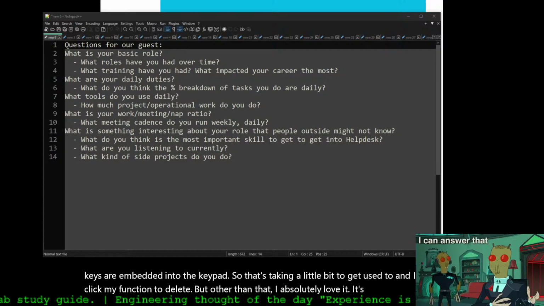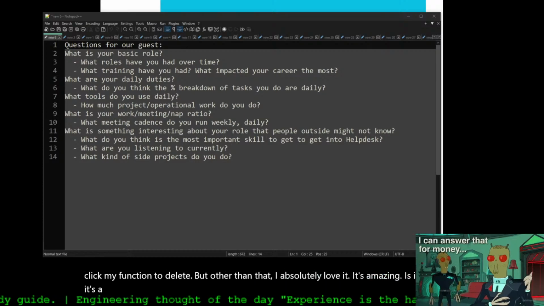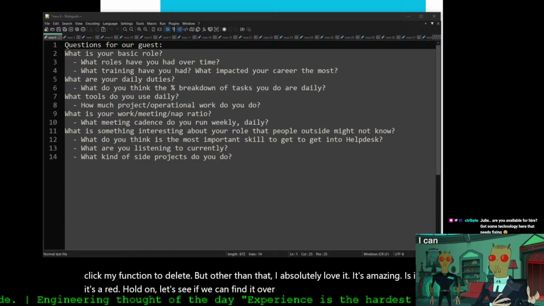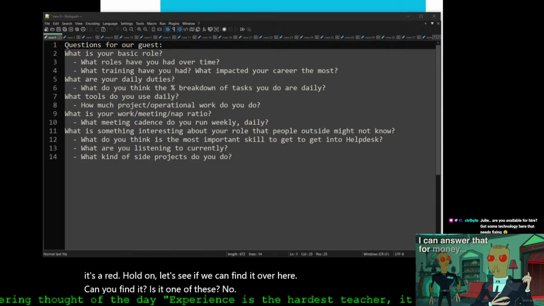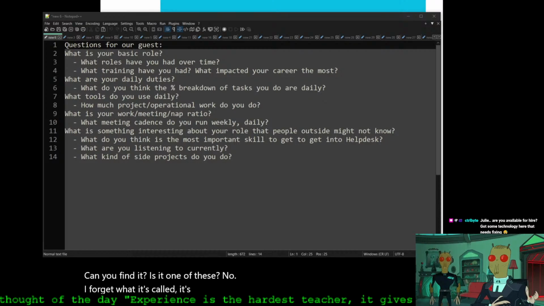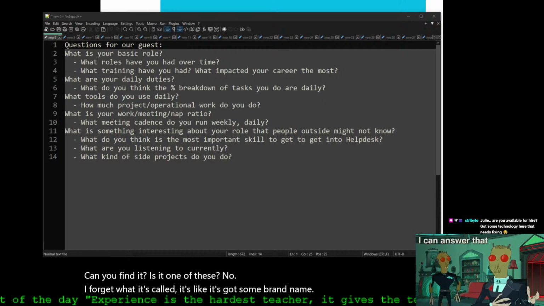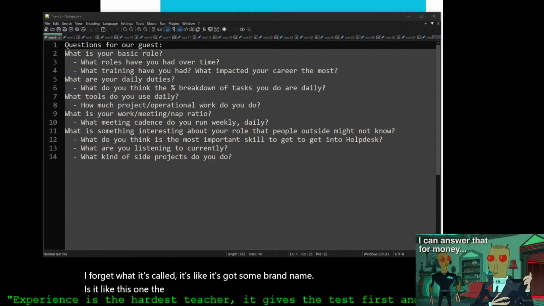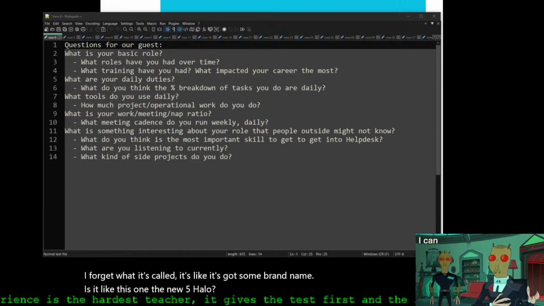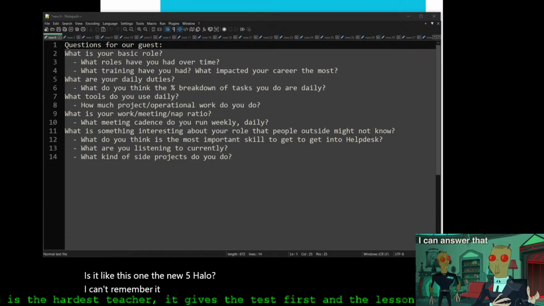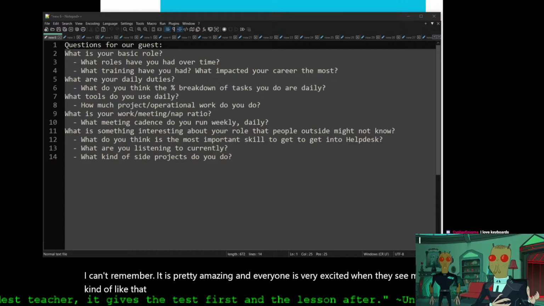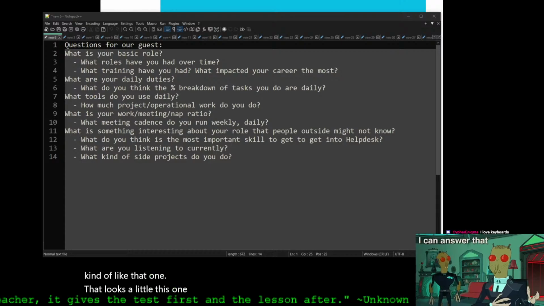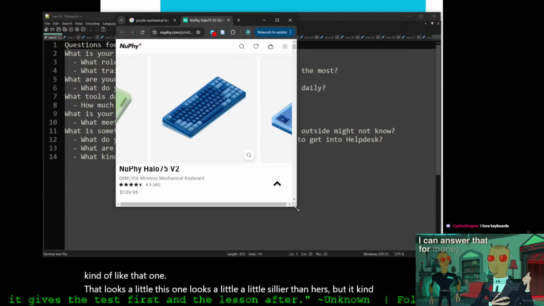It's amazing. Is it this model? No, it's a red. Hold on, let's see if we can find it over here. Can you find it? Is it one of these? No. I forget what it's called. It's got some brand name. Is it like this one? Yes. NuPhy Halo? I can't remember. It is pretty amazing, and everyone is very excited when they see my keyboard. It's kind of like that one. This one looks a little sillier than hers, but it kind of looks like this one.